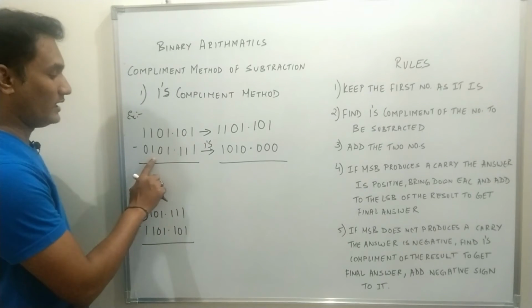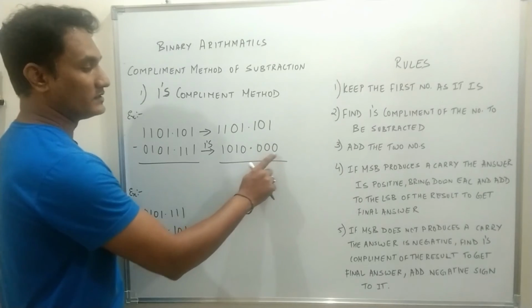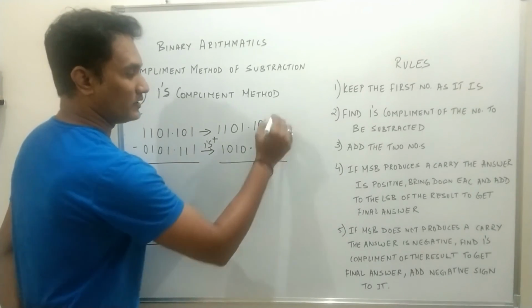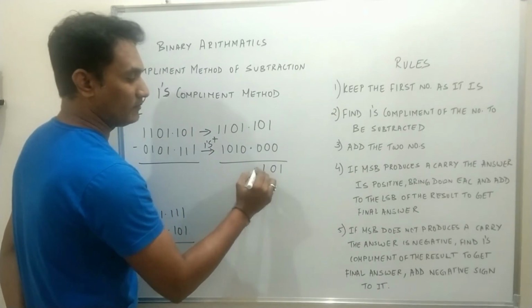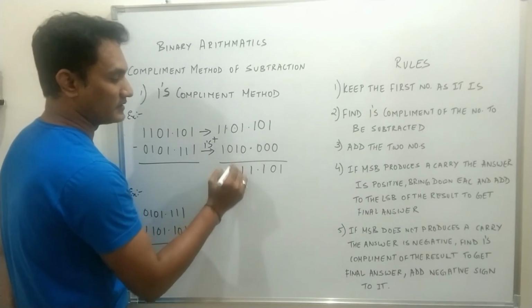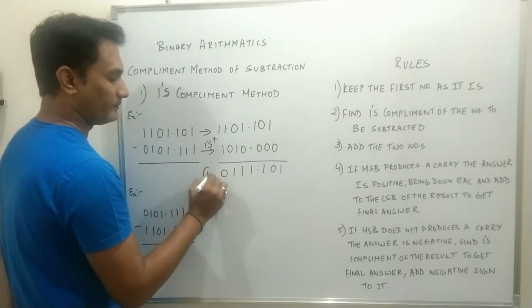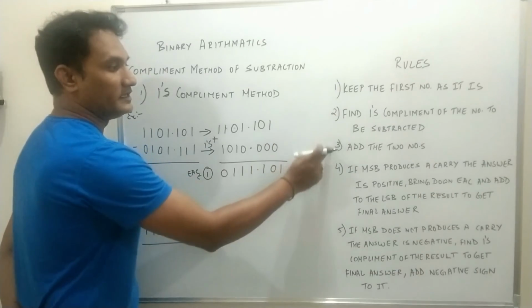So for 0101.111, it will be 1010.000. So add the two numbers. So when you add the two numbers, what you get is 1 0 1 point. This is 1 0 plus 1, 1 plus 1, 0 plus 1, 1 plus 1 is 10. And so we have followed the three steps.